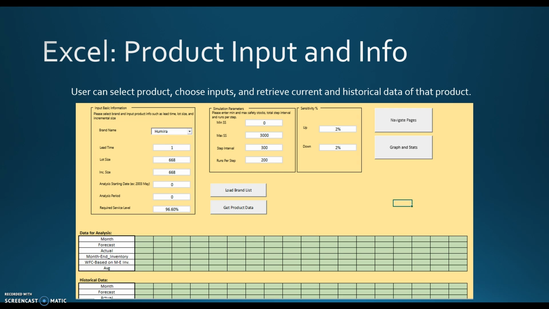In the product input and info sheet, you can choose the brand name, and then under you can input your lead time, lot size, and the rest of those basic input information. And then in simulation parameters, you have your min and max safety stock and your interval steps and runs per step. And then to the right of that is the sensitivity you can do up and down. And underneath all that, you can get your product data, which displays your current data for that product, and underneath that is a table for the historical data.